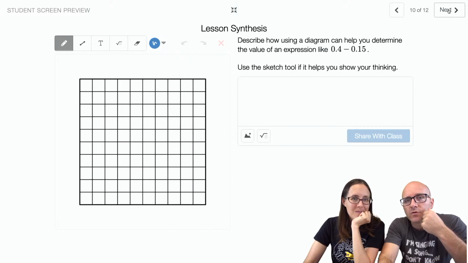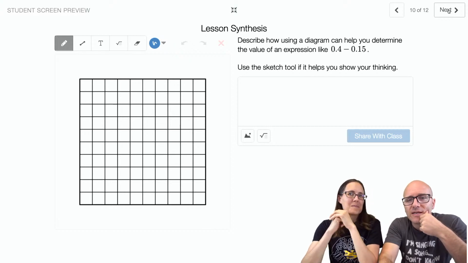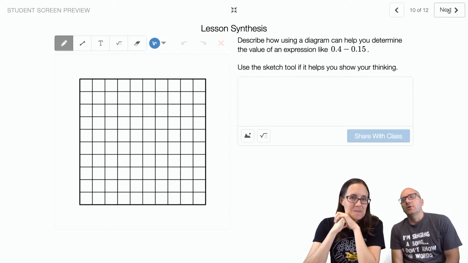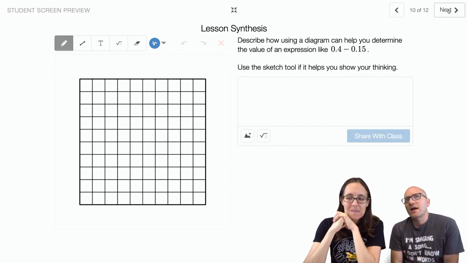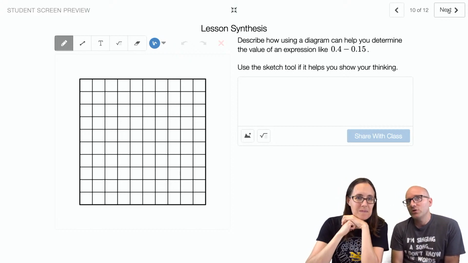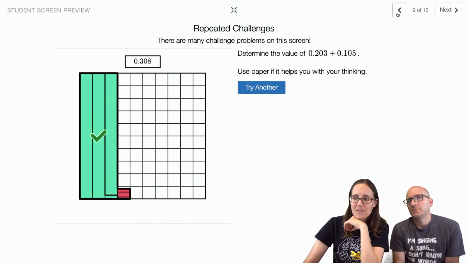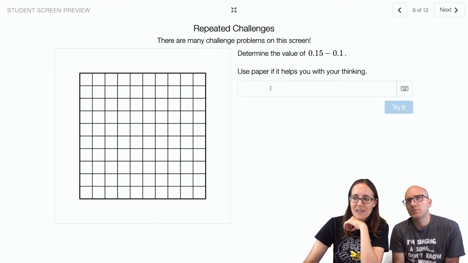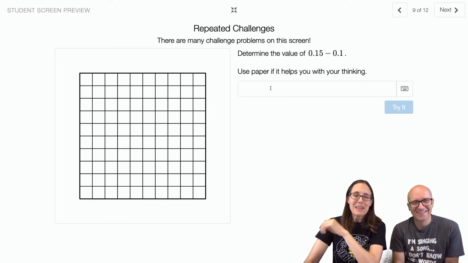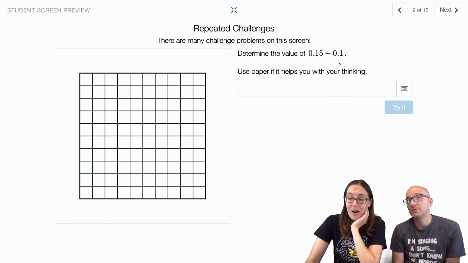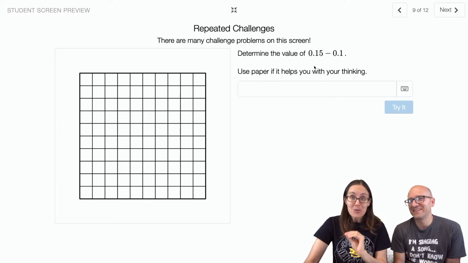So on screen number 10, I want us to try to describe in words how you would determine the value of 0.4 minus 0.15. Someone asked, how do you finish number 9? It's just endless questions. So good, thanks for pointing that out, Megan. You can get as much practice here as you'd like. So I'd say if you answer and your answers are not correct and you have to try a few times before you get it, then do several of these for practice.